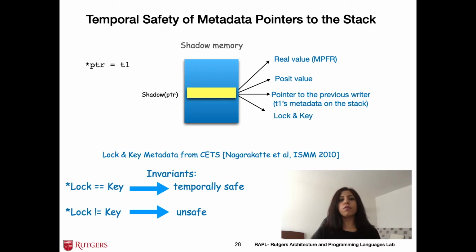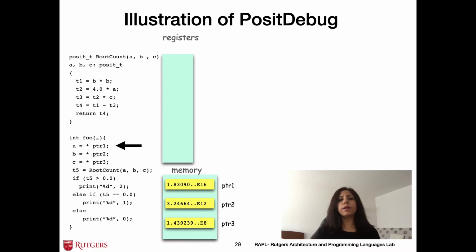We use the idea of lock and key from SoftBound proposed by Nagarakatte et al. When the stack frame is allocated, it is given a new lock and key. Lock and key will match as long as the stack frame is valid. A pointer accessing a stack frame inherits its lock and key. When the stack frame is deallocated, the lock associated with the stack frame is invalidated. Hence, the lock and key for a pointer accessing this stack frame won't match, and that implies it is unsafe to access this pointer. Now let me walk through the example step by step.